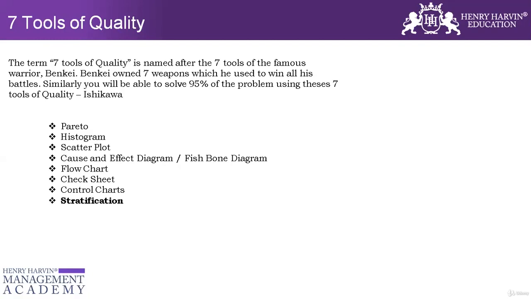There is another new addition to the list which is called data stratification. That's the 8th one, but we still call this the 7 quality tools because that's the standard that has been followed. But data stratification also helps us look at the problem in a different way. So these are different tools of quality which help us resolve at least 95% of the problems. We will cover these tools one by one, and we'll also learn how to apply these tools in Minitab as well.